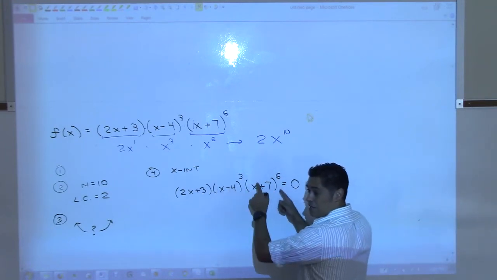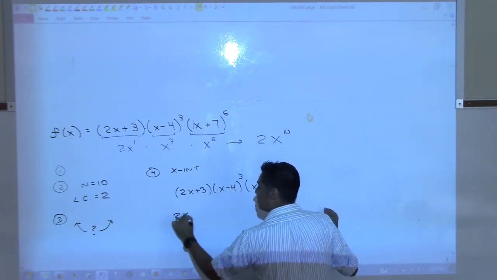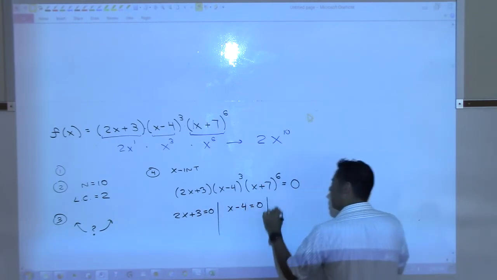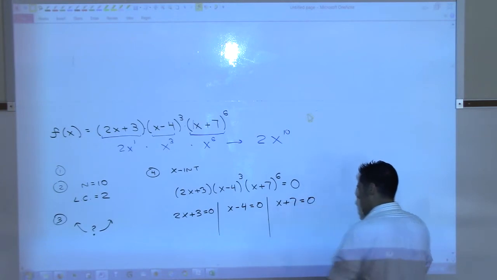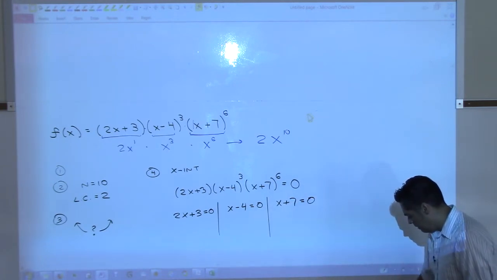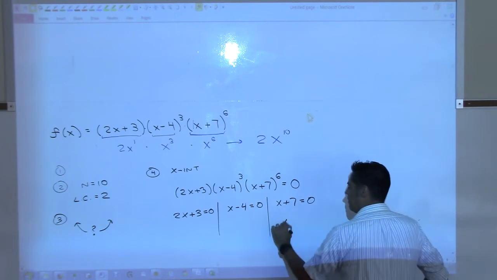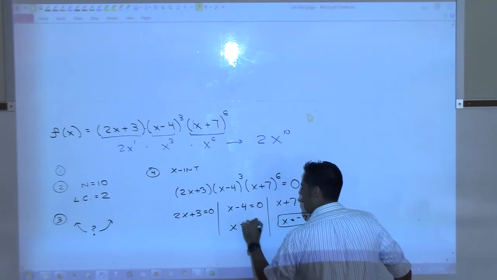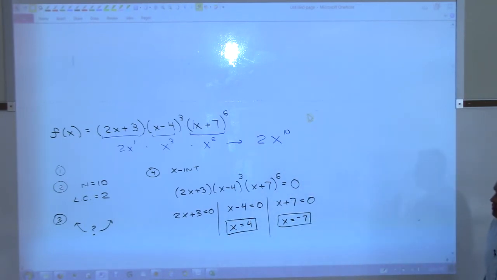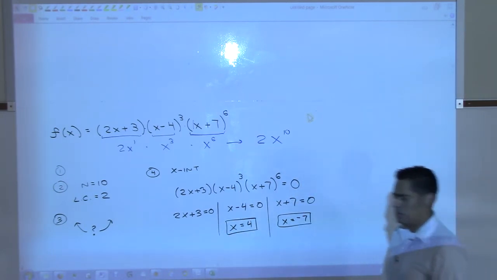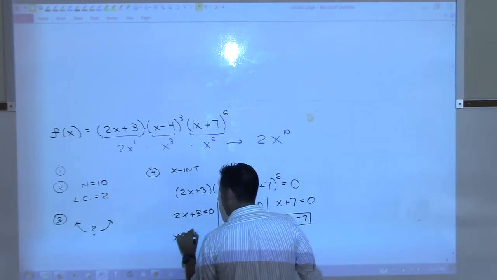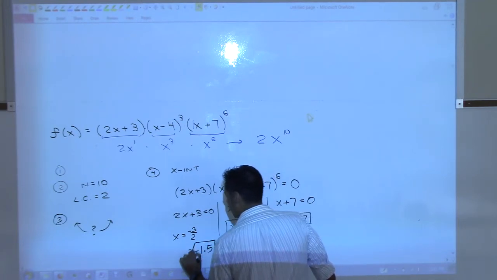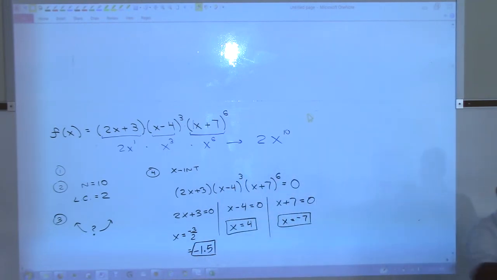So you're going to set each of these equal to 0, right? So 2x plus 3 equal to 0, x minus 4 equal to 0, x plus 7 equal to 0. So -7, +4. You should get -3/2, which is really -1.5. I'm going to do it as a decimal because I need to put it on an axis somewhere.